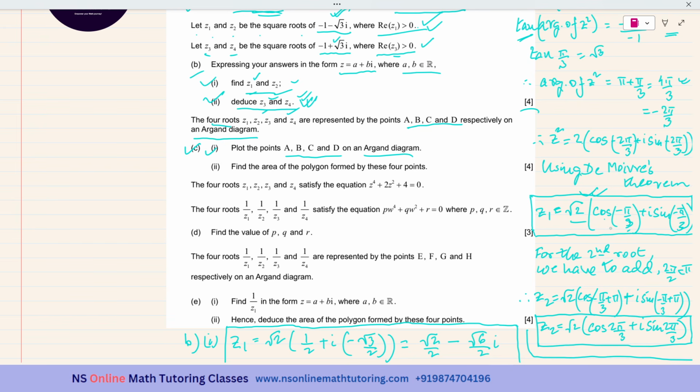Okay, it can be in the modulus argument form or in Euler's form, but I will not be preferring the complex number written in the Cartesian form because root 2, root 3, root 5, they are slightly difficult to plot.